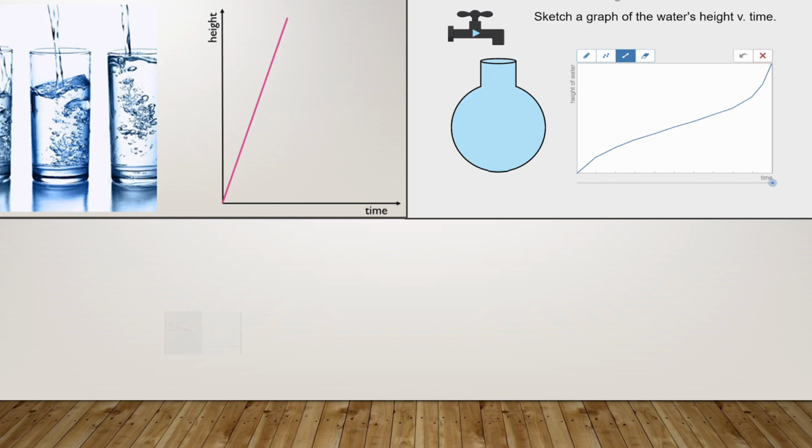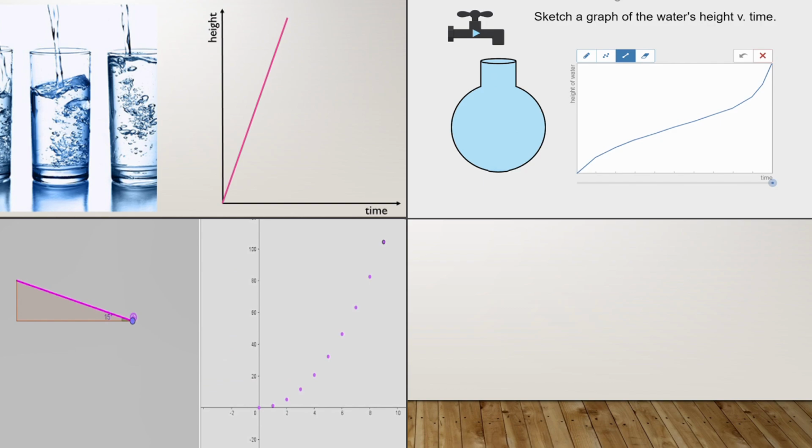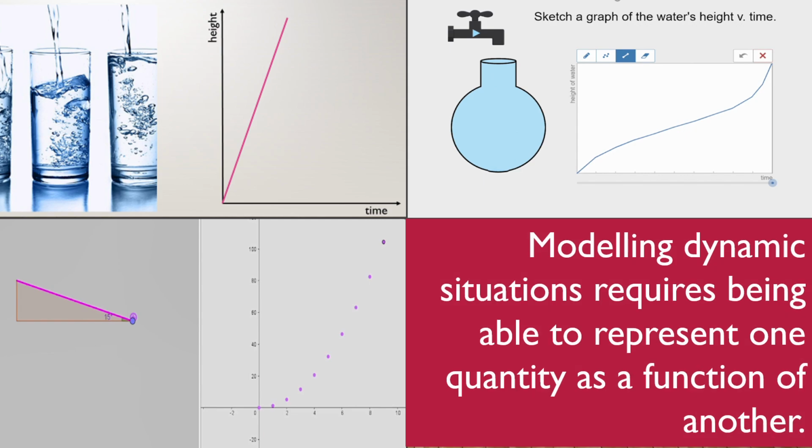Or that we have an inclined plane with a ball running along it and we are asked to sketch the graph of the distance traversed by the ball with respect to time. All the examples described here are examples of modeling of dynamic situations, and they require being able to represent one quantity as a function of another. So they require what is called covariational reasoning.